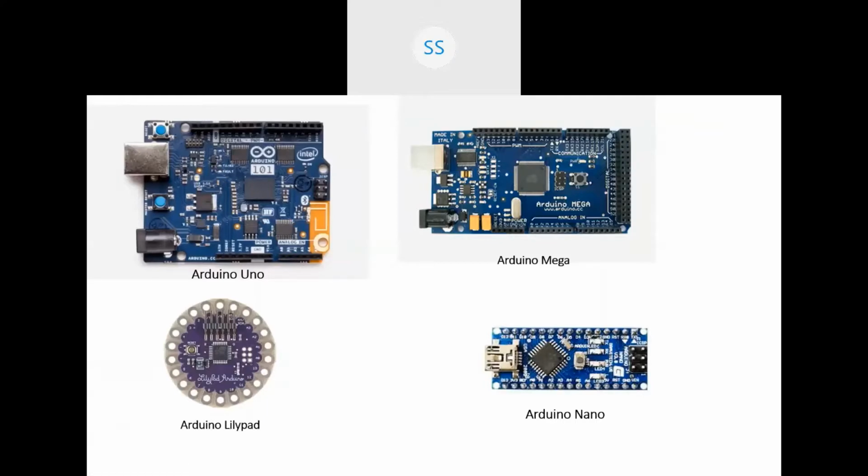Now, if you want to start with an Arduino, Arduino is basically a microcontroller board. Two processors are there in Arduino Mega and Arduino Uno. There are 4 types of Arduinos: Arduino Uno, Arduino Mega, Arduino Lilypad, and Arduino Nano. Arduino Lilypad and Arduino Nano are smaller in size, and they also have restricted processing capability. Whereas Arduino Uno and Arduino Mega have two processors combined.